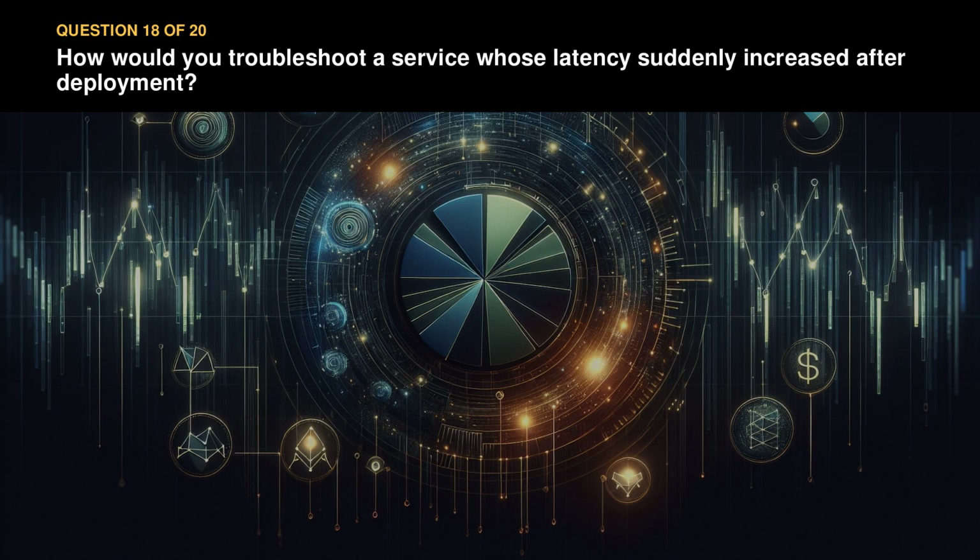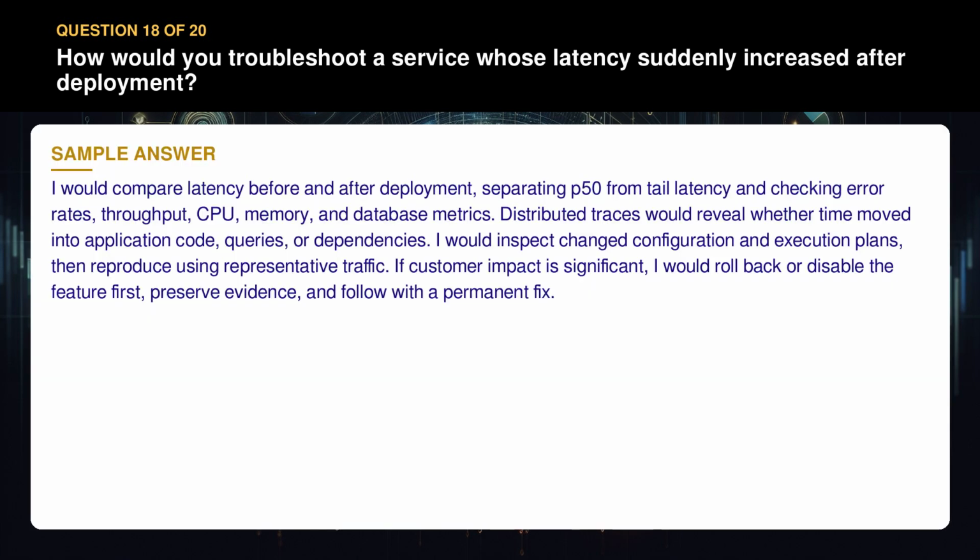Question 18. How would you troubleshoot a service whose latency suddenly increased after deployment? I would compare latency before and after deployment, separating P50 from tail latency and checking error rates, throughput, CPU, memory, and database metrics. Distributed traces would reveal whether time moved into application code, queries, or dependencies. I would inspect changed configuration and execution plans, then reproduce using representative traffic. If customer impact is significant, I would roll back or disable the feature first, preserve evidence, and follow with a permanent fix.